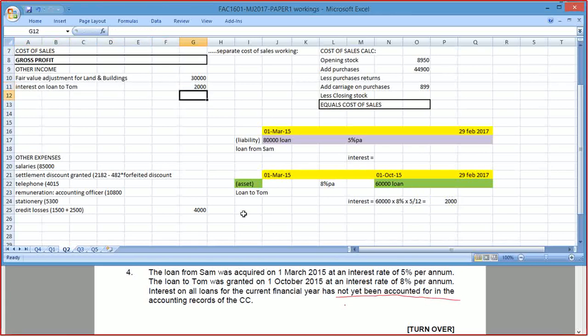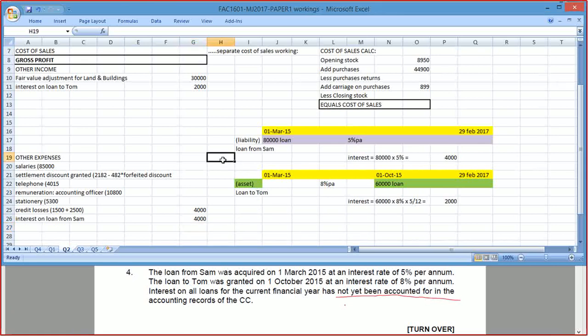There it is. Okay, and then I'm going to have interest on loan Sam, which is bad. It's a liability. So 80,000 times 5%. It's for the full year, right? So no pro rata. Do you agree? Yes. Okay, gives you 4,000. So I'll have interest on loan from Sam, with an amount of 4,000. Got that? Yes, I got that.